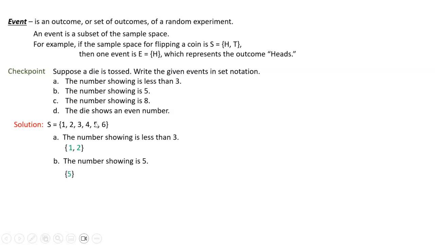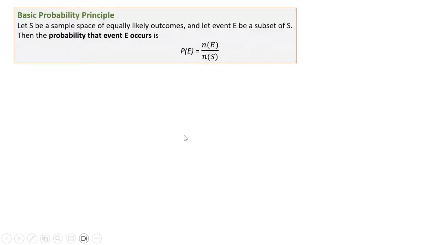That's it. For C, the number showing is an 8, which is going to be the empty set because there's no 8 there. It's only 1 through 6. For D, the number showing is an even number. Well, it's going to be 2, 4, 6. Right? Those are my even numbers. That's how you represent the situation here or what they're asking for.